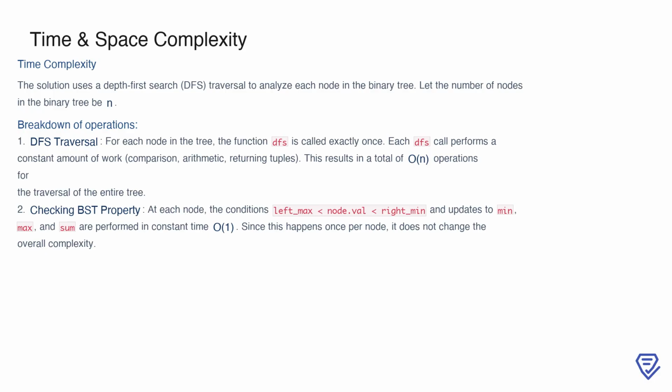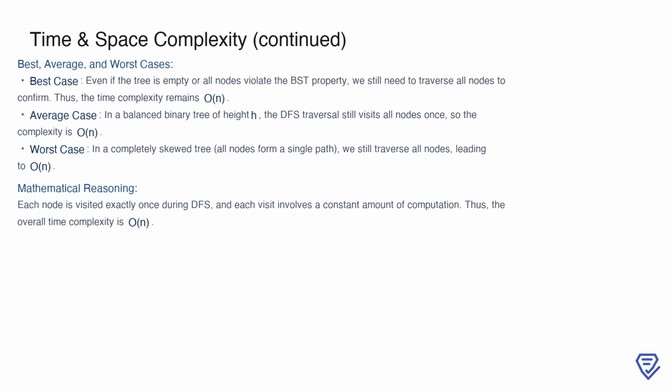These checks and updates are also constant time operations, meaning they don't add to the overall complexity. Combining these factors, we conclude that the time complexity of the traversal is O(n). Now let's look at how this time complexity holds across different scenarios. In the best case, even if the tree is empty or none of the nodes satisfy the BST property, we still need to visit every node to verify the structure. Therefore, the time complexity remains O(n).